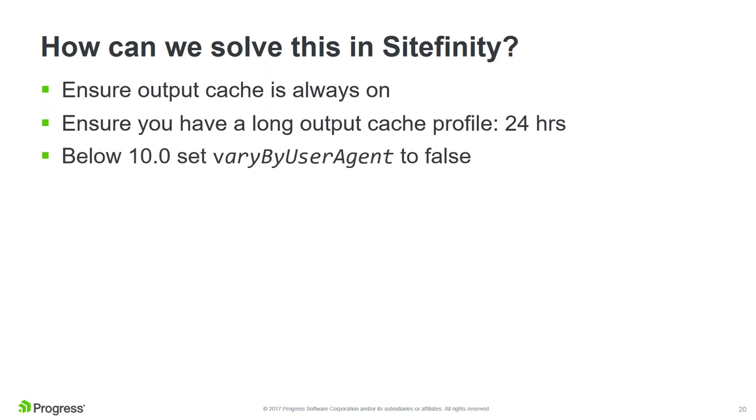Below 10.0, you need to set the vary by user agent to false. Previously, Sitefinity would create a separate cache of the page based upon the device and the browser being used. So you have this situation where various versions of the page would exist in memory, because you'd have different versions of devices and different browsers, etc. So setting that to false made sure that you didn't get this situation and have slow performing pages.